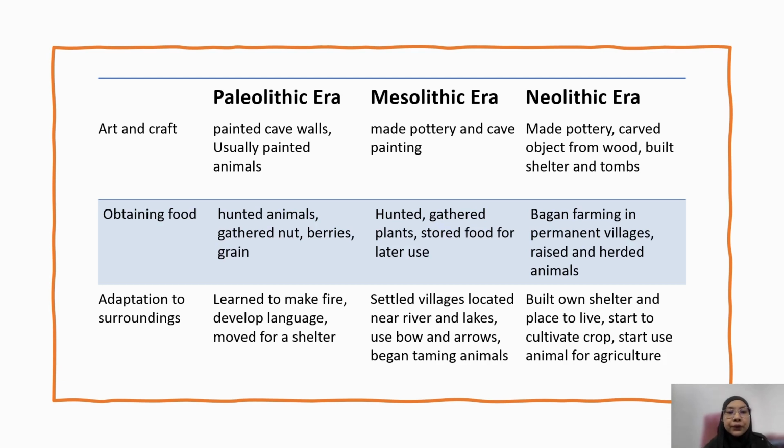So let's look at the adaptation to the surroundings. For the Paleolithic, they start to learn to make a fire, to develop language, to move for a shelter, and settle in villages located near rivers and lakes, and also use bow and arrow, and also began taming animals. So for the Neolithic era, they start to build their own shelter to live in, start to cultivate crops, start to do some activities in agriculture, and start to rear animals.